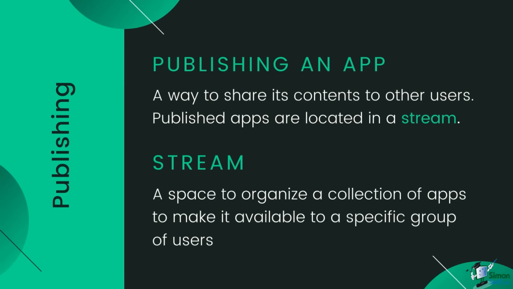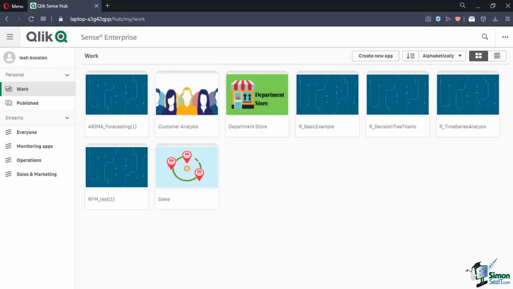Publishing an app is the way we share contents with other users. From the Qlik Sense hub, we can see the contents organized in streams. However, not all users of the streams have the same levels of access. Some users might only be able to read the content in the stream, while others might have the right to publish their content to the stream.